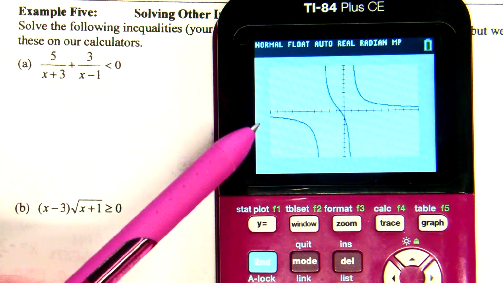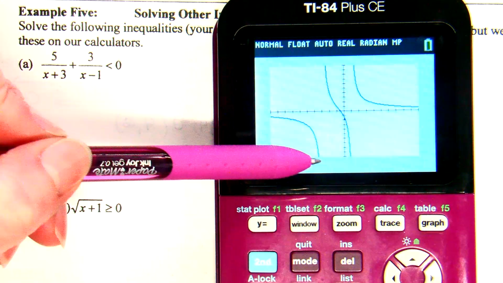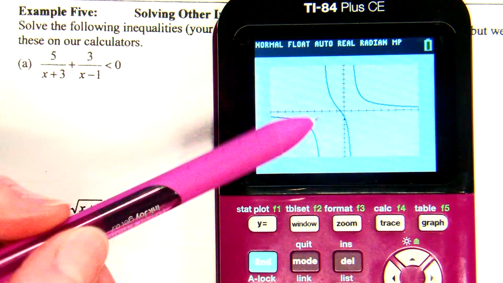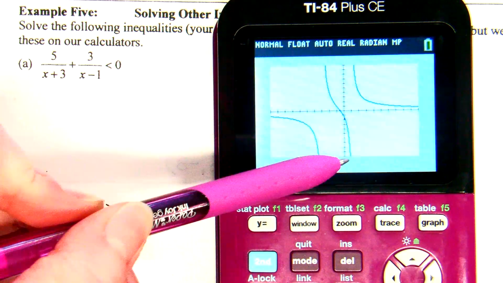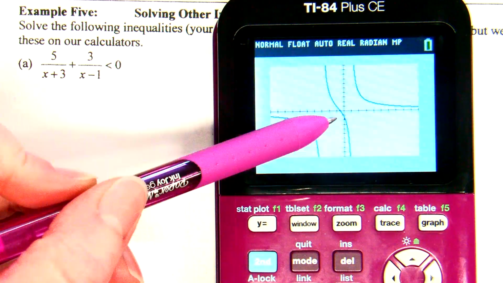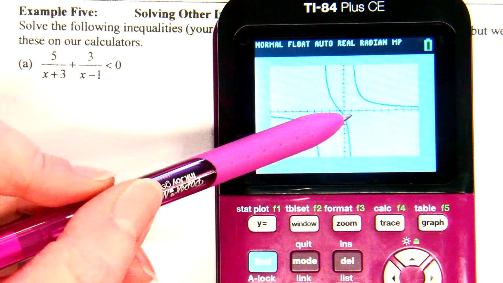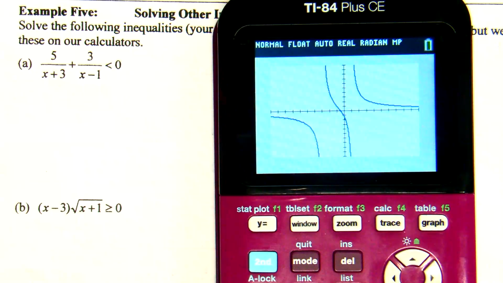Which is going to be negative infinity over to, guess what? Whatever that asymptote is, which we just talked about that asymptote being at negative 3. And then we have this guy down here that's negative, yes? Well, you'd have to find that x-intercept, which you can do using your calculator, right? X-intercept, I believe, is negative 1/2. So this is going to be negative 1/2 to the next asymptote, which is at 1. Okay, these are some of the unusual things you're going to see.